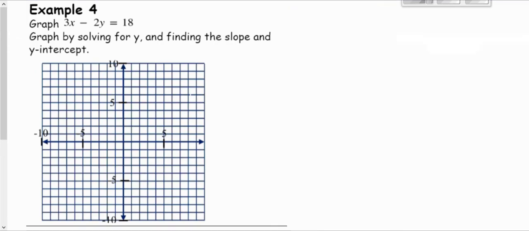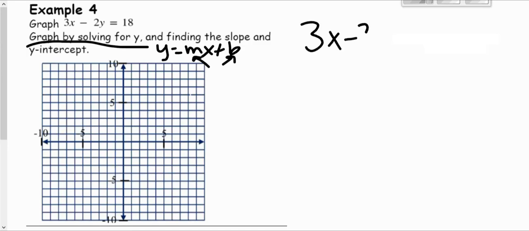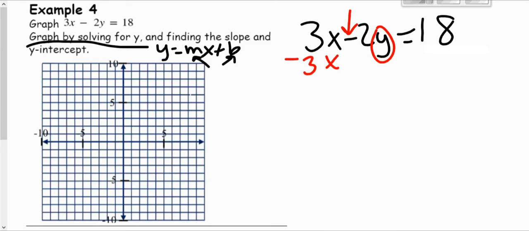But let's try it by solving for y first, putting it into what form? Slope-intercept. Y equals mx plus b, right? Where m is what? The slope, and b is the y-intercept. So if I take that 3x minus 2y equals 18, which part do I want to inverse first? We always want to start with the term that is separated by a plus or minus sign from the variable we're solving for. So the minus sign is between the y and the 3x, so we're going to start by inversing the 3x.